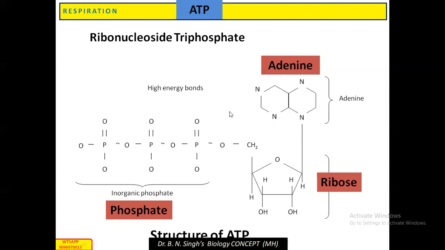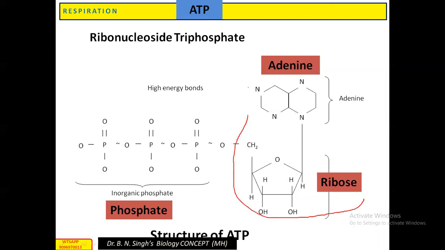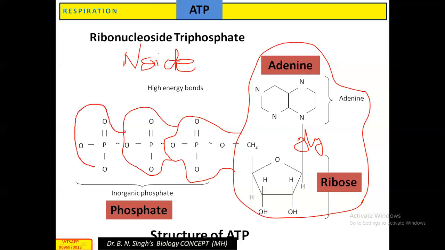Then we call it adenosine monophosphate. Now, the sugar and nitrogen base bind with this glycosidic bond, and we call it a nucleoside. Then this nucleoside, when it binds with one phosphate by ester bond, is called nucleoside monophosphate, adenosine monophosphate. Then if a second phosphate is added, it is called adenosine diphosphate. If a third phosphate is added, it is called adenosine triphosphate. In this way, adenosine triphosphate is produced.